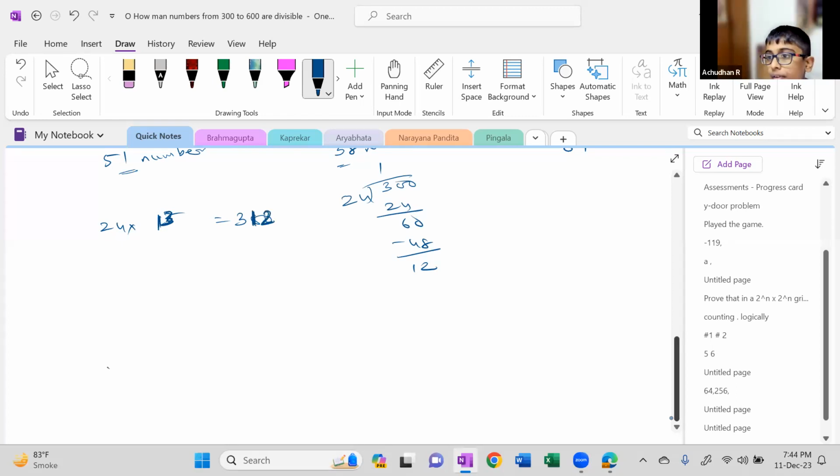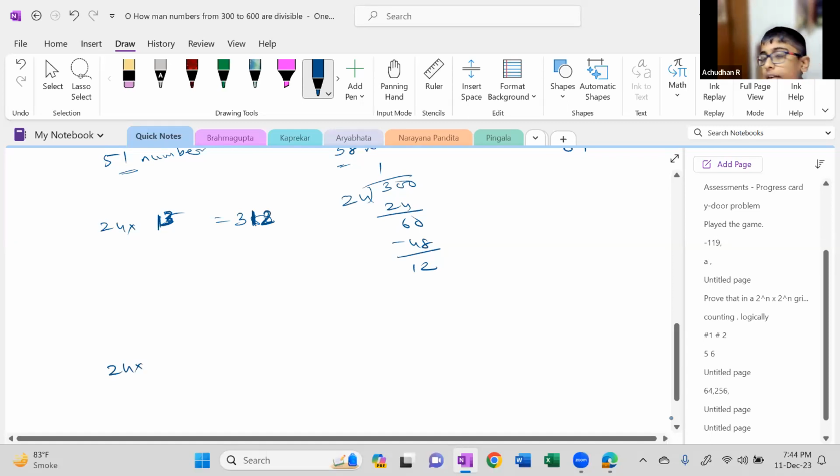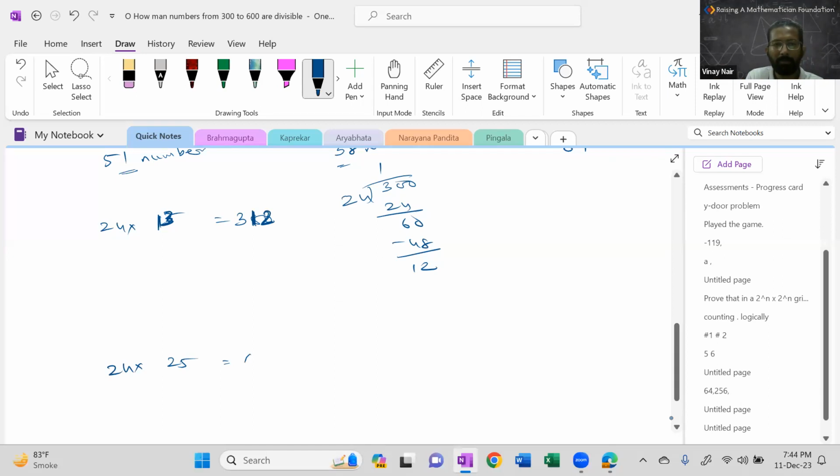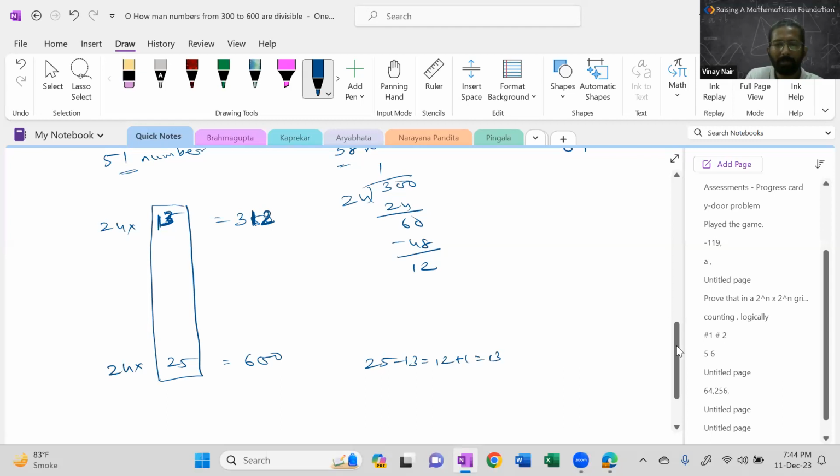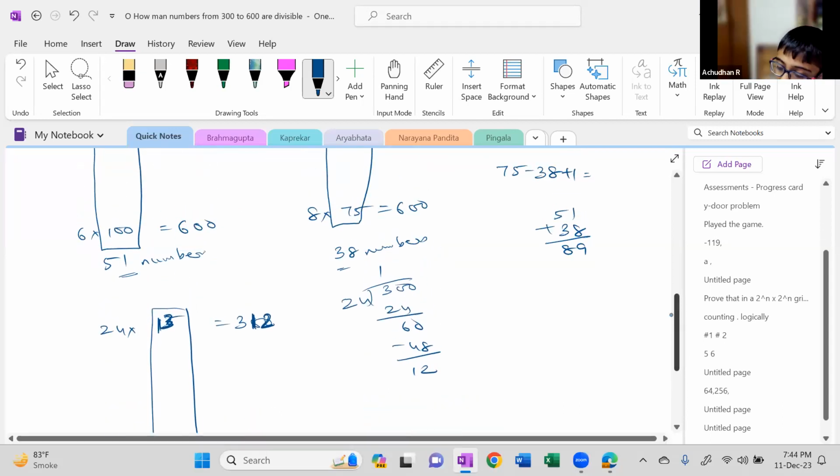And 24 multiplied by 25 is 600, the 25th multiple. So 13 to 25, how many numbers are there? 25 minus 13 is 12, plus 1 is 13. Which means 89 minus 13 is 76.